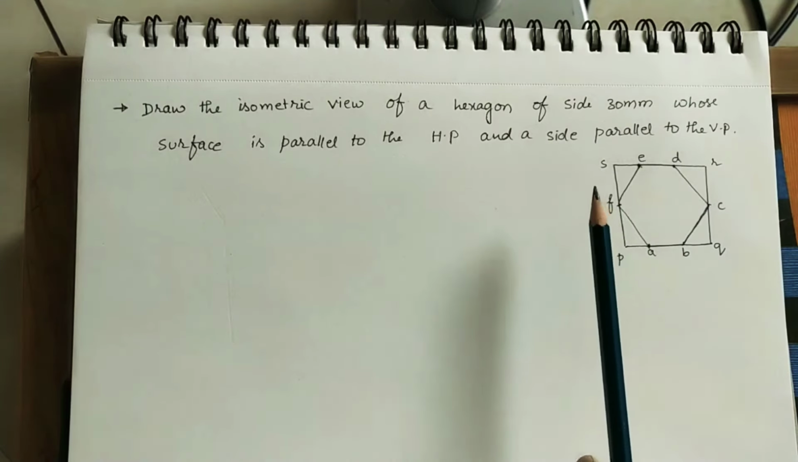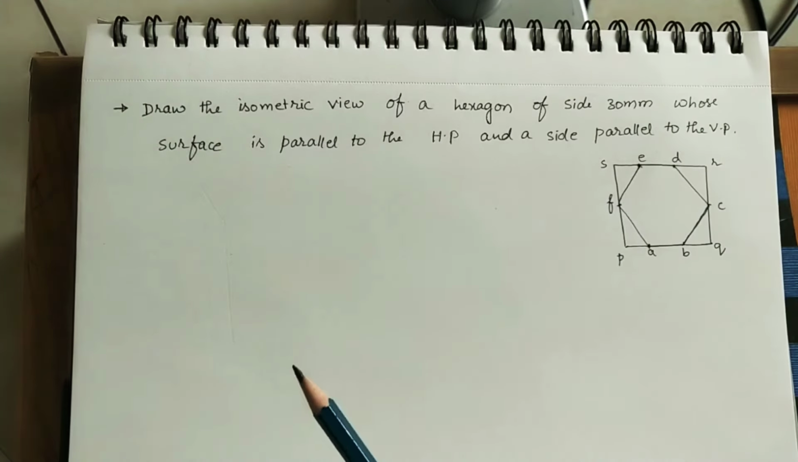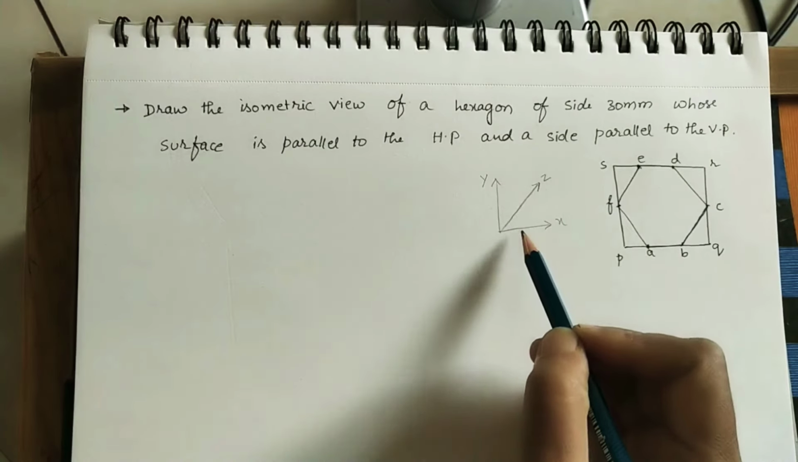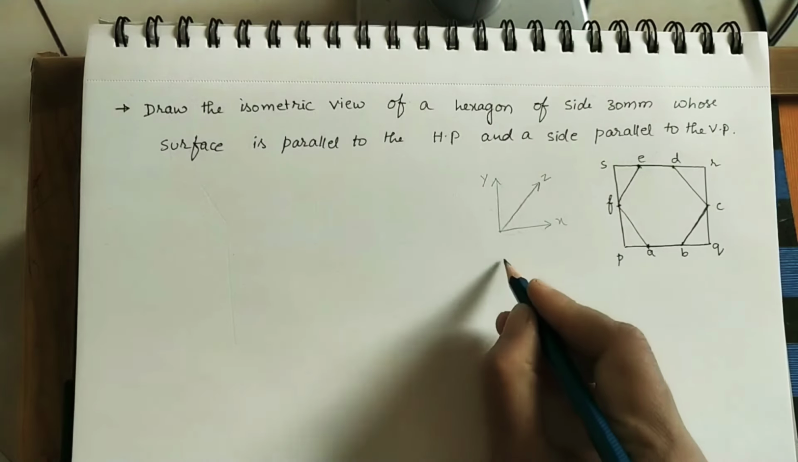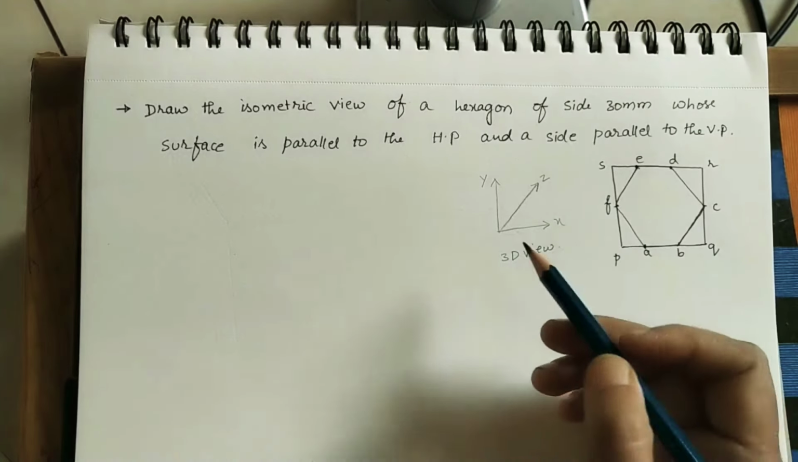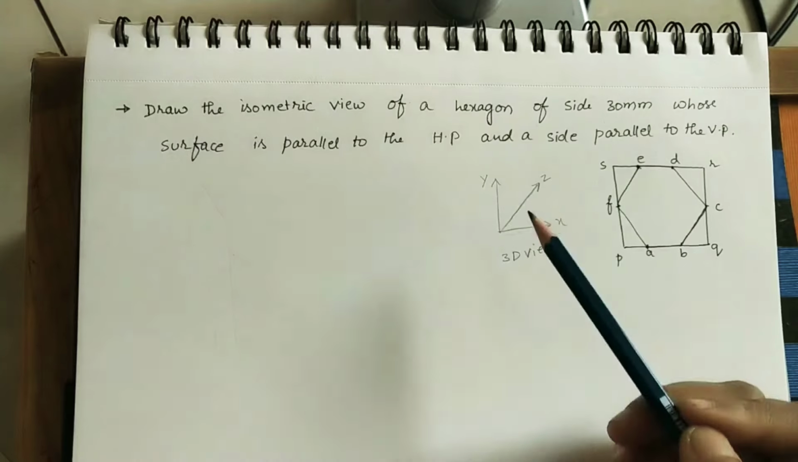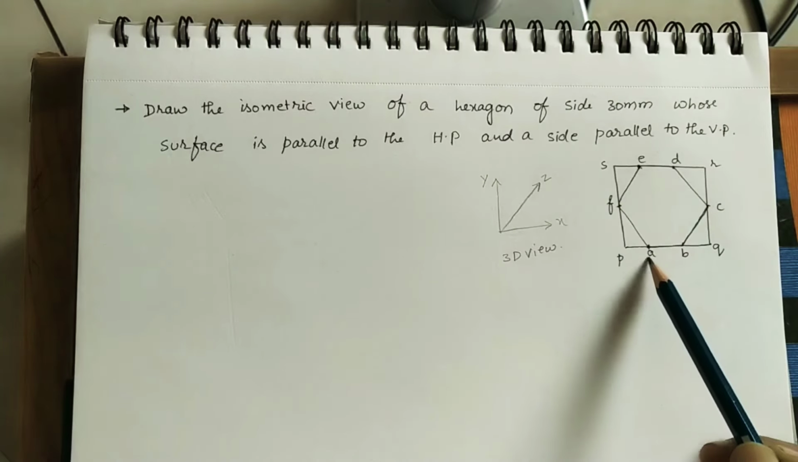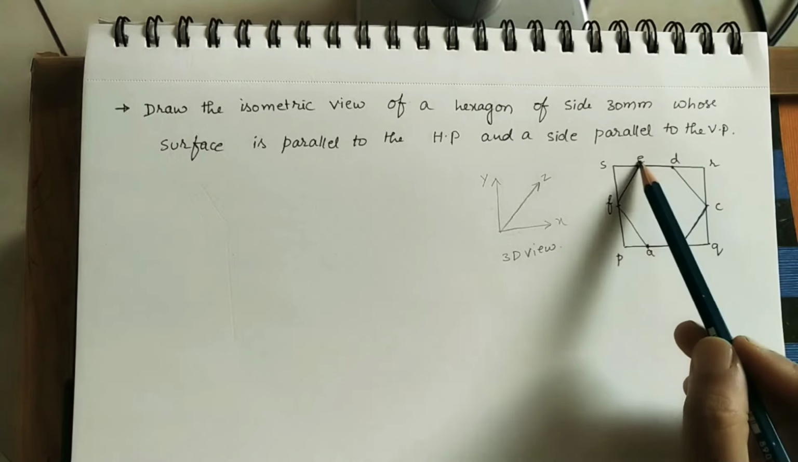Okay, here in this question we need to do the isometric view. Isometric view means it has 3 dimensions. So whatever has 3 dimensions, we call it isometric view or 3D view. And here in the given question a hexagon has been given, so this is the given hexagon. The corners are also given, small letters A, B, C, D, E, F.